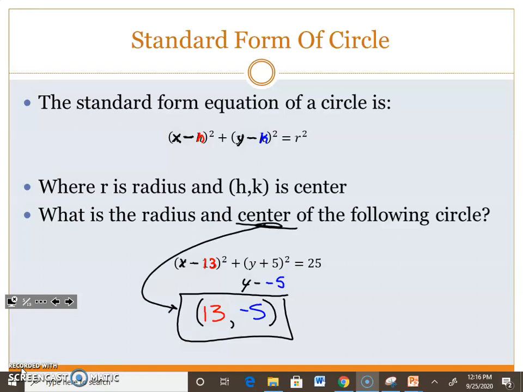So basically, when you guys are finding the center of the circle, what you guys need to remember is you're always going to use the opposite sign of the number that you guys see in there. Okay? Now, how do you find your radius then? Well, remember, our radius squared is over here. So that means that 25 is my radius squared. So if I want to know what just my radius is, I'm going to have to square root that. So my radius is the square root of 25, which is 5.